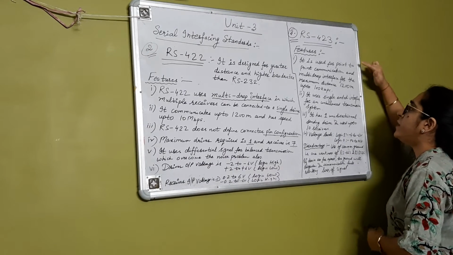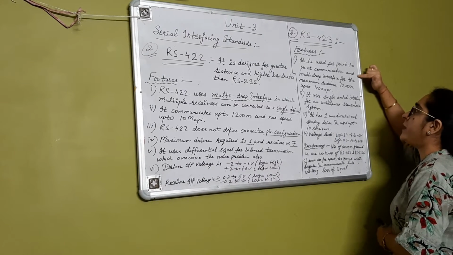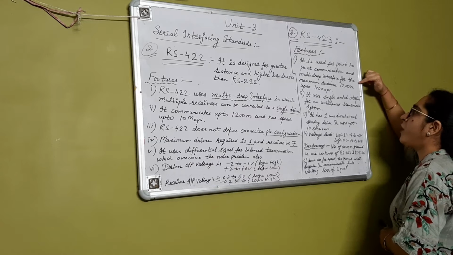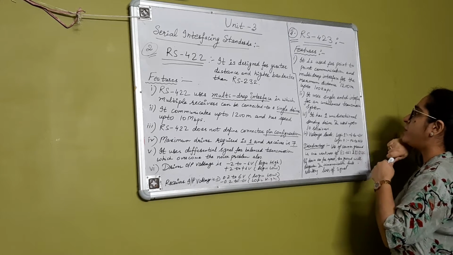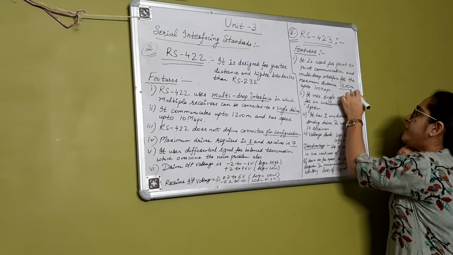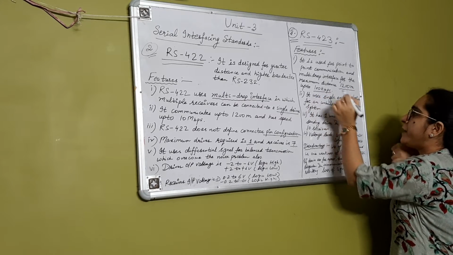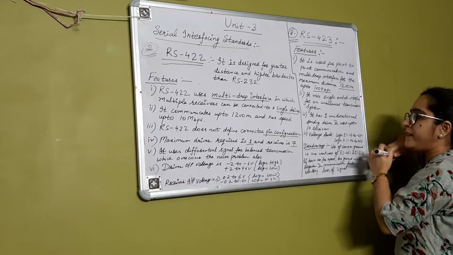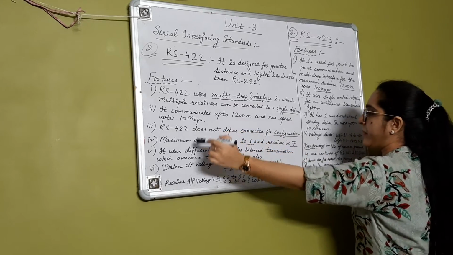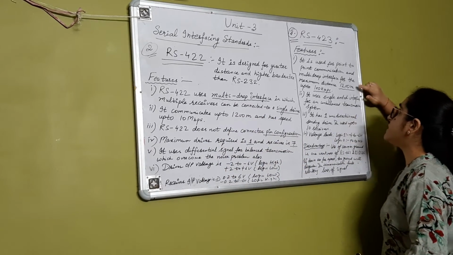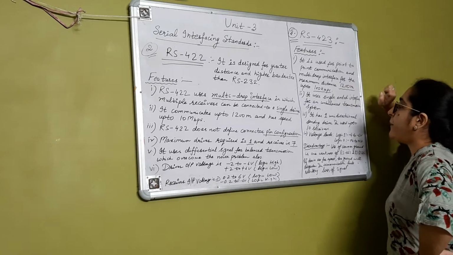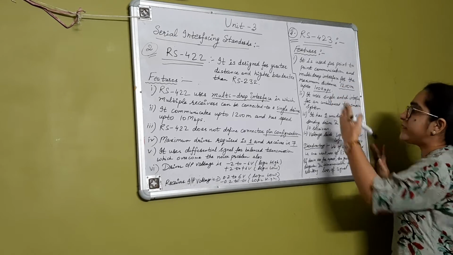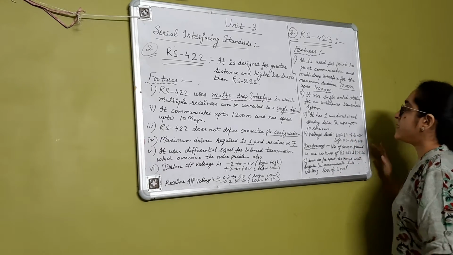So first, it is used for point-to-point communication and multi-drop interface for a maximum distance up to 1200 meter, up to 100 kbps. Whereas RS422 was used for 10 Mbps up to 1200 meter distance, this is used for 1200 meter but 100 kbps. Okay. And again it is also for the multi-drop interface.